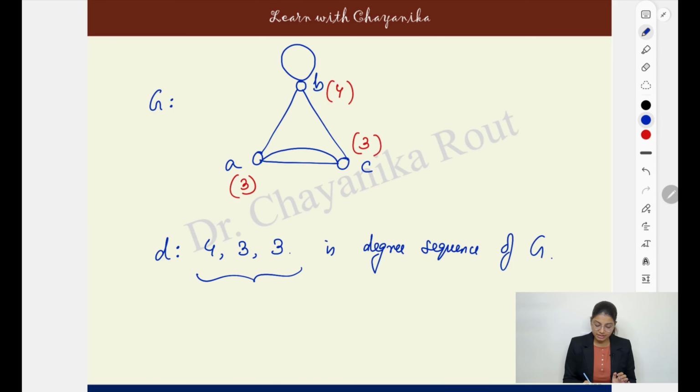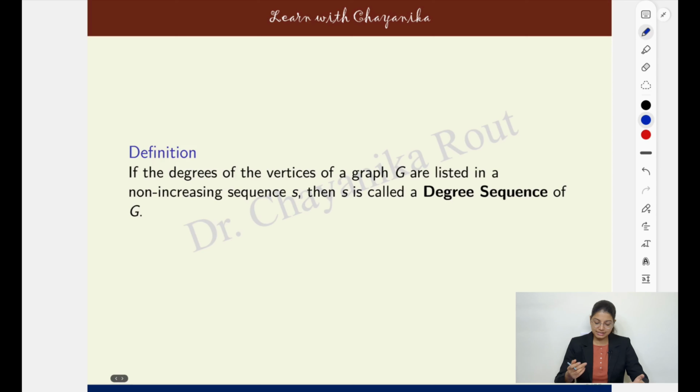Now see, given a degree sequence, just looking into it, you can say how many vertices the graph has, or what is the order of the graph. See, there are 3 terms in this degree sequence, which indicates the graph has 3 vertices, out of which one vertex has degree 4 and the remaining 2 vertices have degree 3 each. So the size of the degree sequence, that is how many terms you have in that sequence, will indicate the order of the graph.